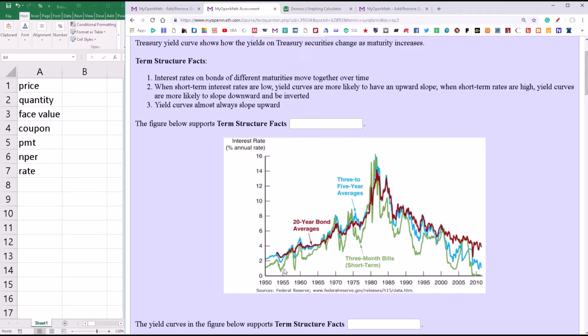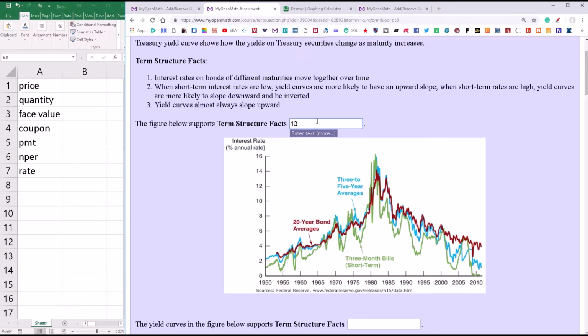Well, if you look at a given year, this is a 3-month, this is the 3 to 5 year, and this is the 20 year. Well, you're climbing up the ladder, so the yield curve is upward sloping, upward sloping, upward sloping. So fact number three seems to hold. They generally, almost always, slope upward. And they're generally moving through time, right? We have downward movements, upward movements, downward movements, upward movements. So they also generally move together through time. So fact one holds as well.